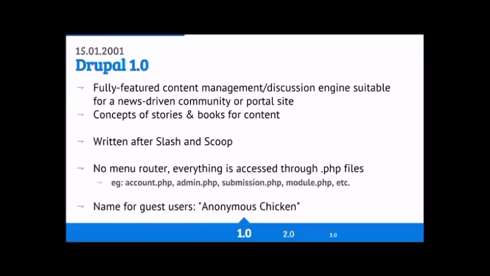Then only after two release candidates, on the 15th of January 2001, we got Drupal 1.0. It was mainly used for news-driven or portal sites. It was storing content in stories and books, and mainly it was written after some other popular message boarding systems like Slash and Scoop at the time. It also didn't have any menu router, so you would access everything through a set of PHP files like admin.php or account.php. It had this funny naming for guest users. They were called Anonymous Chicken.